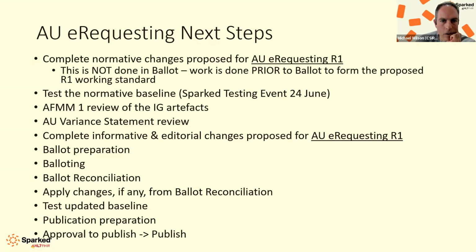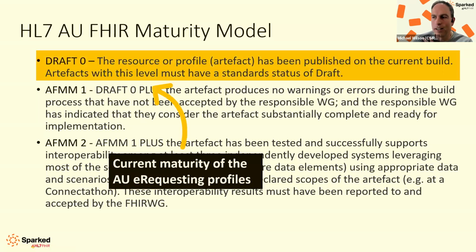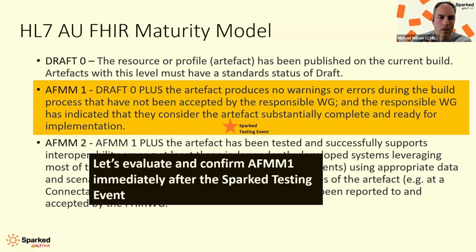So just talking about the maturity model, that's something we have to bring all the artifacts to the TDG and have a vote to say that they're going to be at FMM 1, which is the one there. So there's no warnings, no errors. The key thing here is the responsible work group has indicated they consider the artifacts substantially complete and ready for implementation. So we have to do an assessment of that as part of the TDG. So we're currently at draft 0. Everything is draft. We need to move everything to AFMM 1.